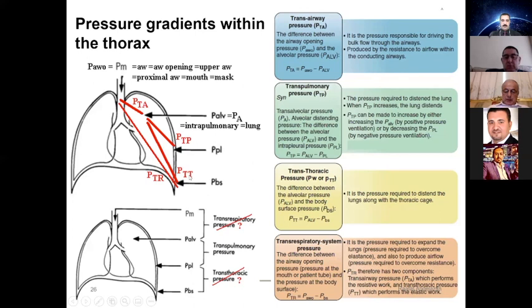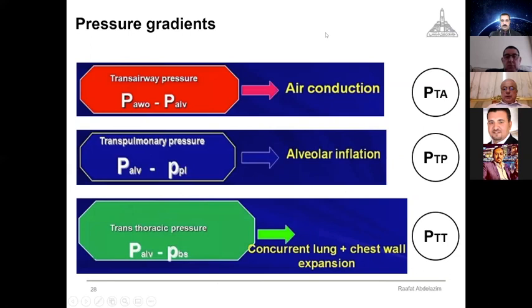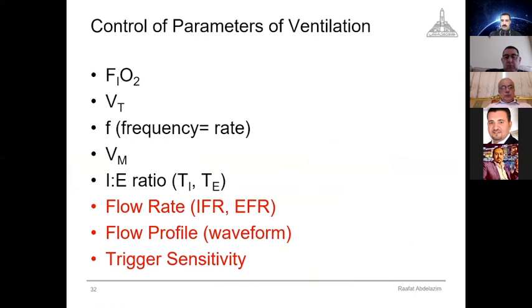So for air conduction, we look at the trans-airway pressure. For alveolar inflation, we look at the transpulmonary pressure. The parameters of ventilation include FiO2. The initial setting is 100%, or 1 as a fraction. The tidal volume, the frequency, I have used a small f in my lecture, minute volume, I:E ratio, flow rate, flow profile, and the triggering sensitivity.